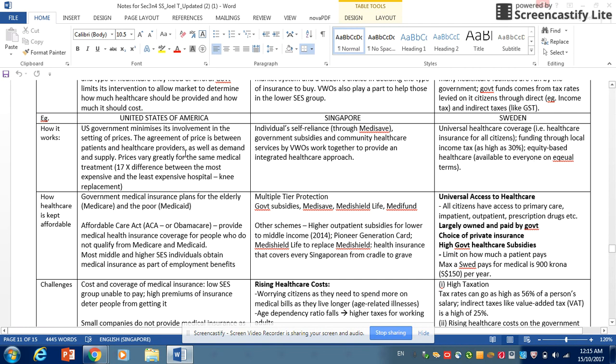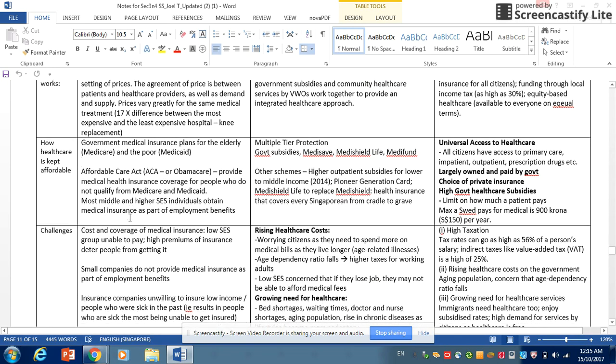Now, this does not mean that the poor are totally left out. In the US system, the government still provides medical insurance plans for the elderly and the poor, in the case of Medicare and Medicaid. According to the textbook, there is also the Affordable Care Act, also known as Obamacare, which provides medical health insurance coverage for people who do not qualify for Medicare and Medicaid.